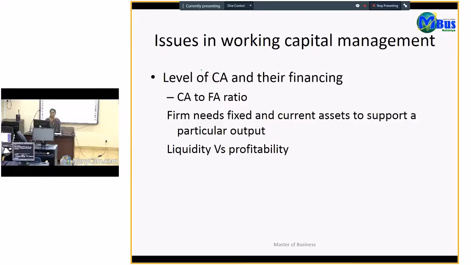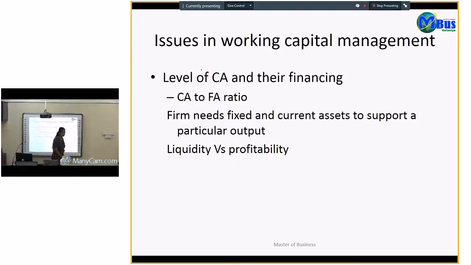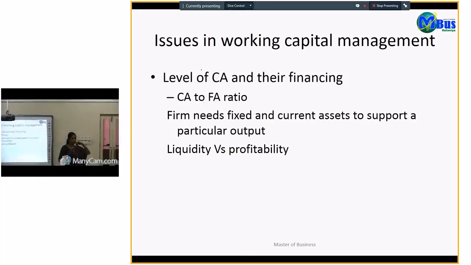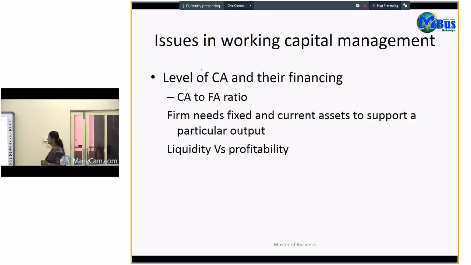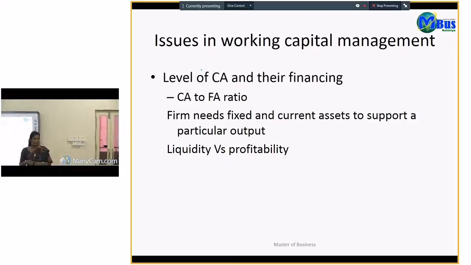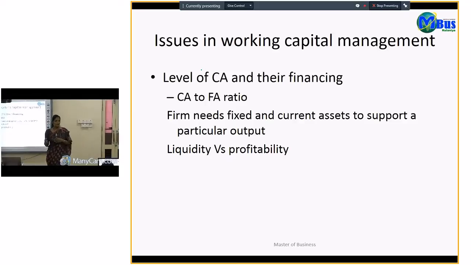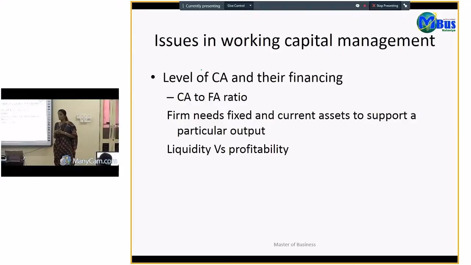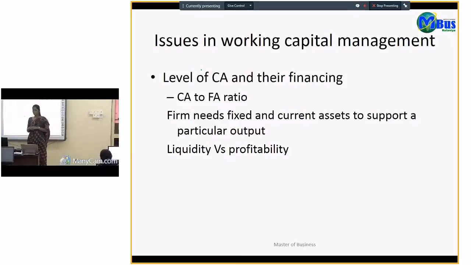What are the issues in working capital management? We have discussed already. They have to maintain fixed assets and current assets in order to run their business smoothly. So they have to maintain the right current assets to fixed asset ratio. Maintaining too much current assets or fixed assets creates cost for the firm. So the optimal current assets to fixed asset ratio should be maintained in order to achieve the ultimate objective. What is the issue here?